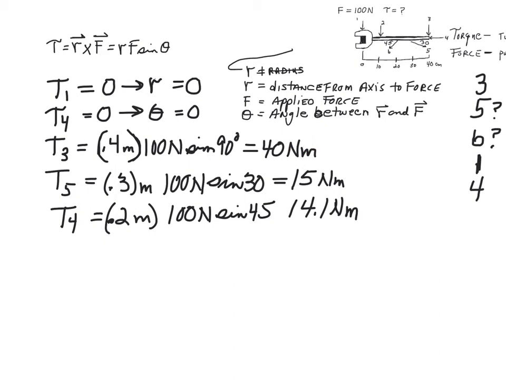Okay, we go to 5. The figure's a little small here, but that's 30 centimeters out, so 0.3 meters, 100 newtons. And the angle's 30 degrees, so when I do that, I get 15 Newton meters. And then the force 6 is at 20 centimeters. So 0.2 meters times the same force times the sine of 45. Oh, it comes out to be 14.1 Newton meters.